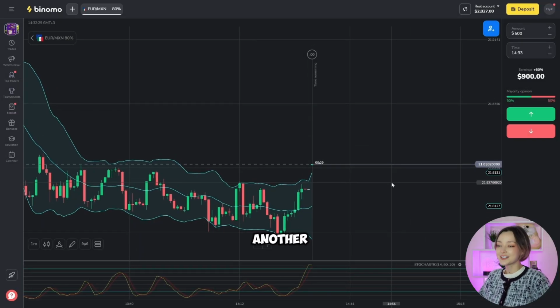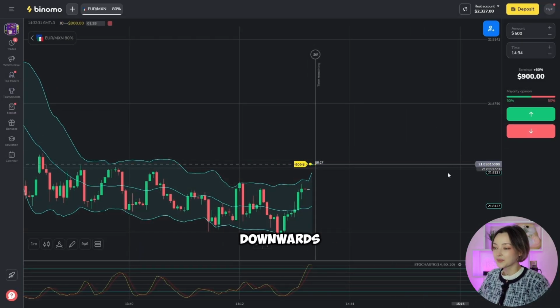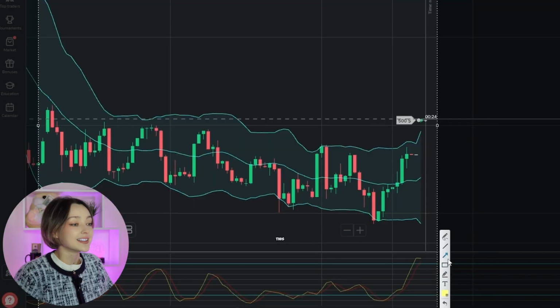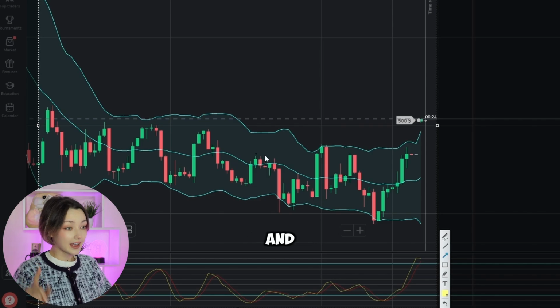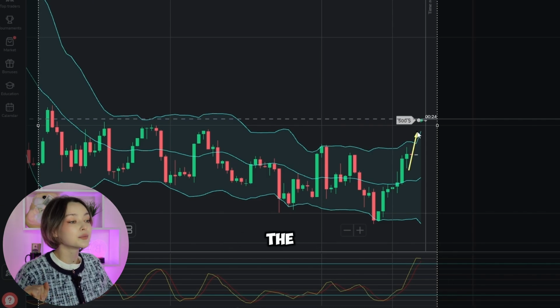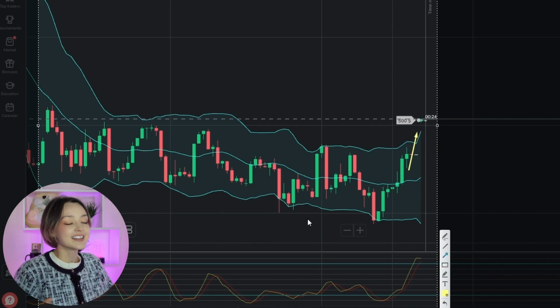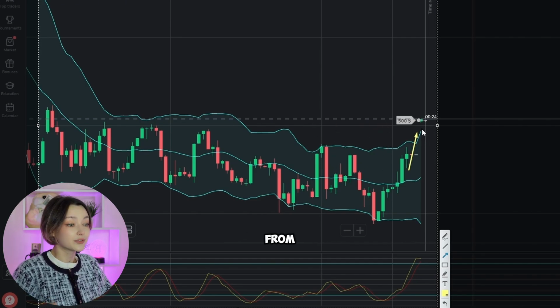So I found another situation. I opened the trade downwards. So what can we see in this case? In this situation, I can see that the price is going sideways. And in this case, it has approached the upper border of our indicator. This border is a resistance level for us, and I expect a downward movement from it.